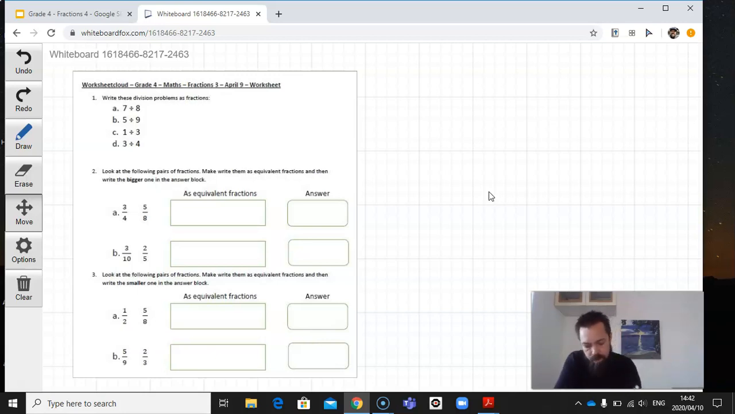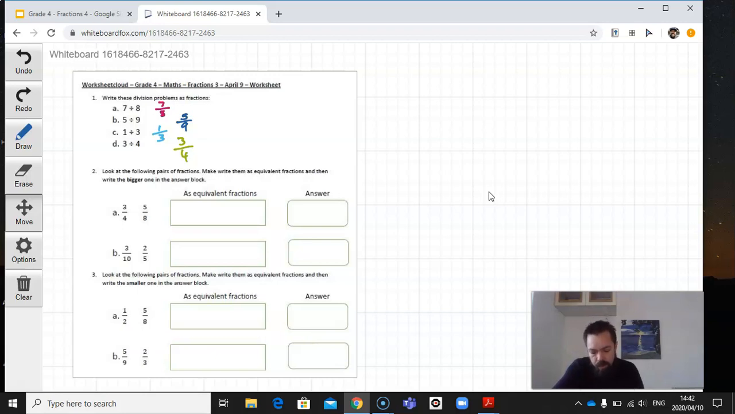So the first one, all we need to do is say we need to put 7 over 8. There we go. It's a little bit small. I'll do the next one a little bit further away. For B, 5 over 9. For C, 1 over 3. So you'll be noticing that the numerator comes from the first one and the denominator comes from the second one. So the last one, 3 over 4. So 3 divided by 4.